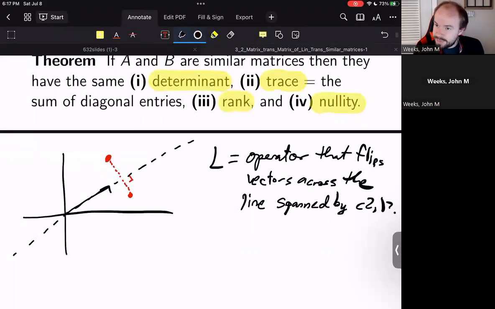Now, here's the neat little thing. If I want to flip a vector that's already on the line, so for example, if I want to flip 2, 1, then what's going to happen? If I flip 2, 1, well, it's already on the line that's spanned by 2, 1. It doesn't go anywhere. Its distance to the line is 0. So this just gives me the same vector 2, 1.